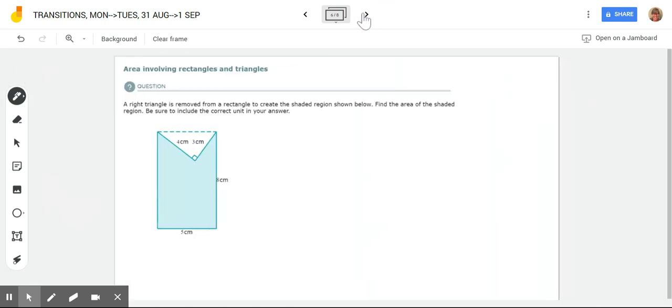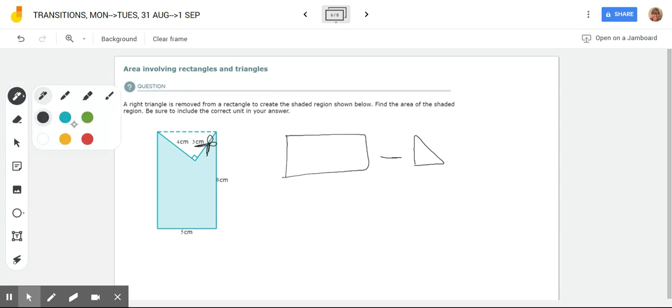Okay, moving on. Now we're doing area involving rectangles and triangles. So take a look. I always like to go back to the paper analogy. How would you create the shape? You would start with a rectangle and you would cut out the triangle. I'd have to cut this out with scissors, right? See if I can draw a little scissors. That's my scissors, all right? We'd cut that out.